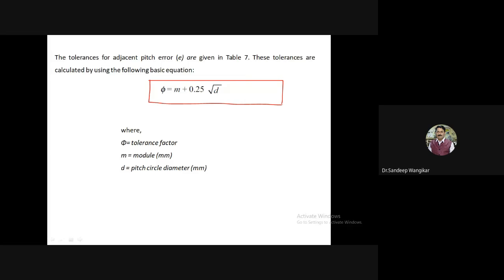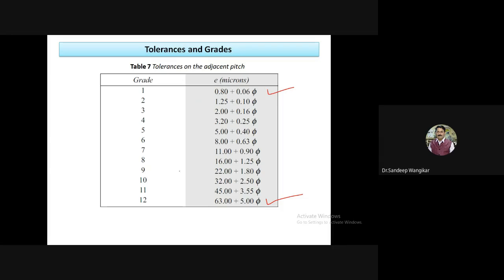So phi is the tolerance factor for the particular gear. The formula for tolerance factor is constant. Tolerance factor phi is equal to m plus 0.25 under root of d, where d stands for the pitch circle diameter. If we are calculating it for pinion, I will use dp. If you are calculating it for gear, I will use dg. So I can calculate phi for pinion and phi for gear. m stands for the module. And once I calculate phi, I will put it into the error formula. If I take grade 12, I will give you one example.